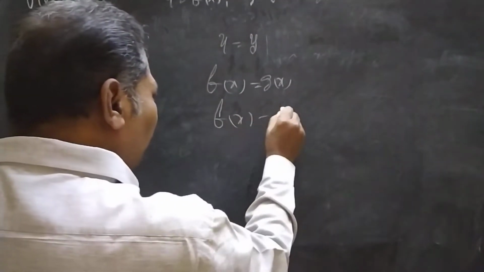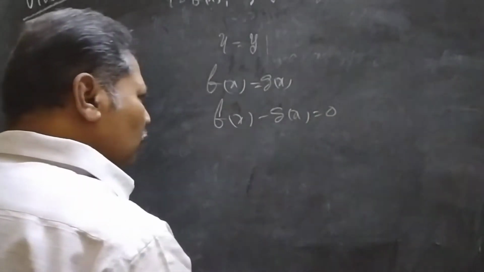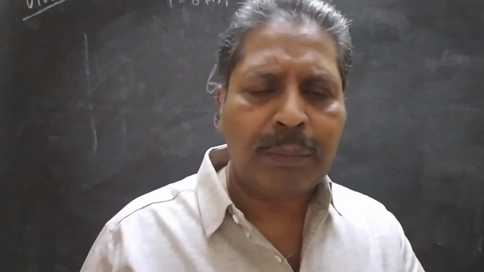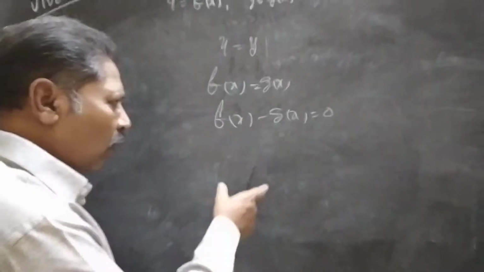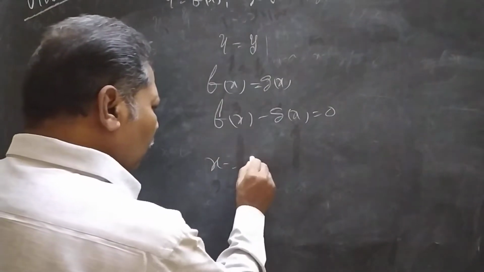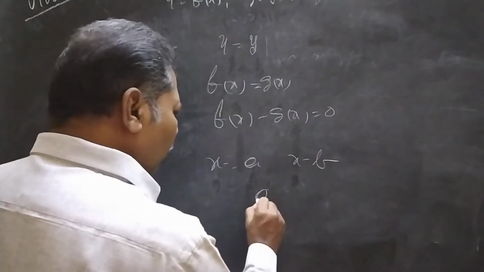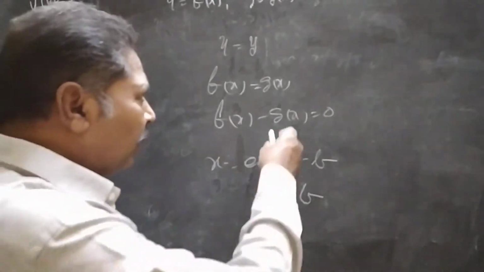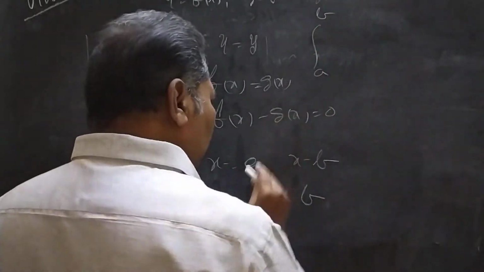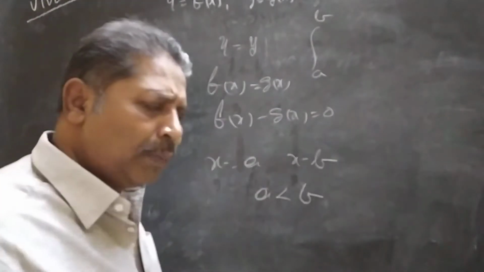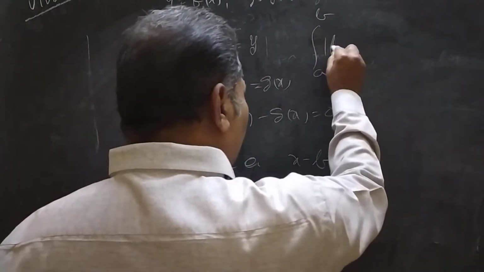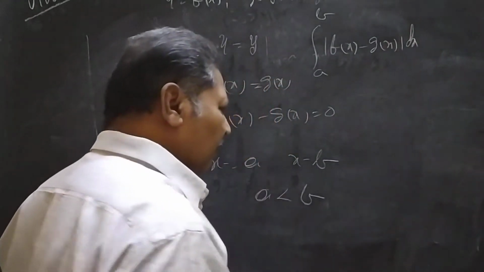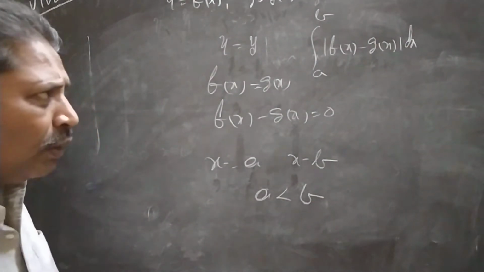F of x minus g of x equal to 0. We get the x limits. By solving these two, suppose you get x equal to a, x equal to b, and a is less than b. So the required area is the integral, where the small value is the lower limit and the big value is the upper limit, from a to b of the modulus of f of x minus g of x dx.